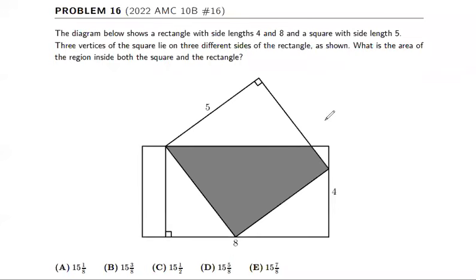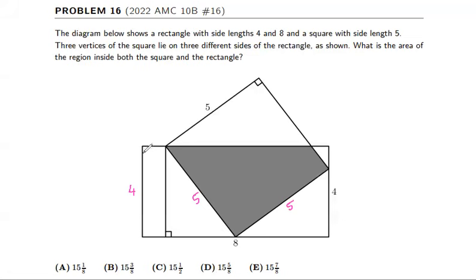Okay, so this is question number 16 on AMC 10B 2022. It's a nice geometry problem. We are given a rectangle with sides 4 and 8, so let's go ahead and write those first. This is 4, and this is 8, and this is 4 as well. And then there's a square with side 5. Let's write those as well.